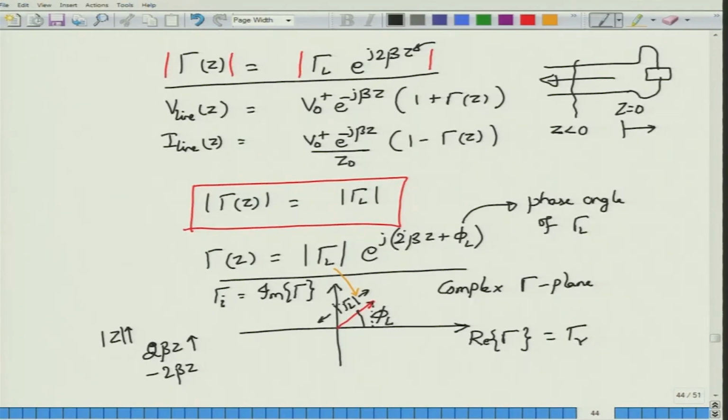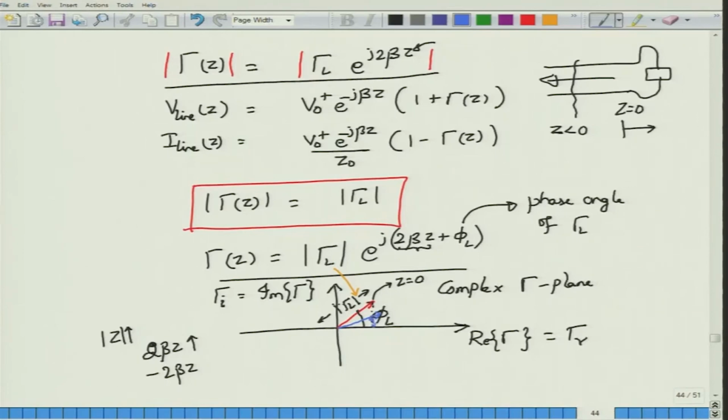So your total angle here would be changing. This becomes negative as z increases, or as you move away from the load towards the source. This negative value plus some, maybe initially we will assume that phi L is positive. So positive plus some negative value, the total value of this angle is actually shrinking. You started from here, which corresponded to the reflection coefficient at the load, but now after travelling a certain distance z, you end up with the same magnitude but at a different angle.